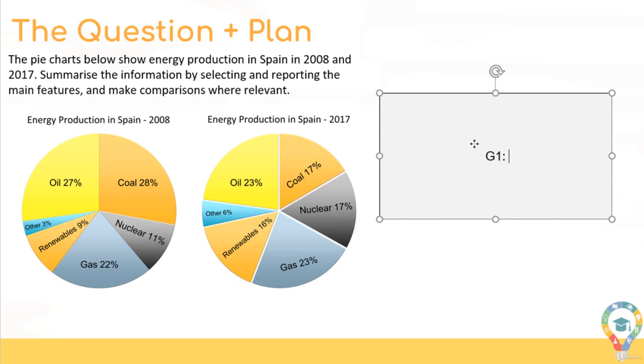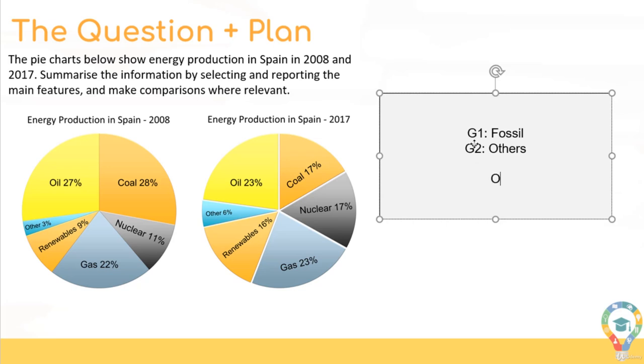So I think it makes more sense to go with fossil fuels, which is oil, coal and gas, and then to go with everything else, which is other, renewables and nuclear. Just for the sake of this plan, I'll just put others. So they're my two groups, fossil fuels and everything else.